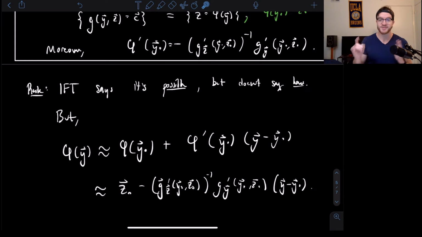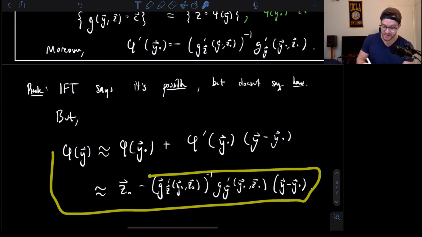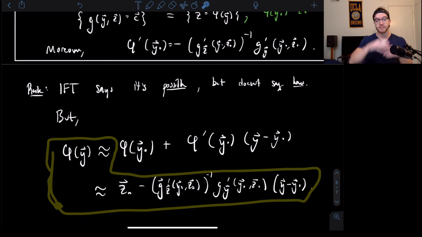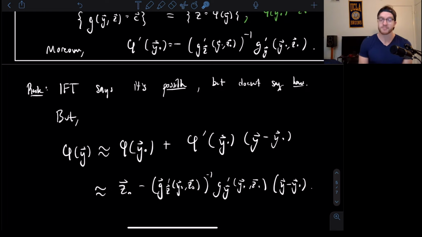Okay, so this is really cool. Like I said, this is a lot of ridiculous notation, and it's kind of hard to keep track of what we're doing. We'll do some concrete examples in a second, but what this tells us is that the implicit function theorem gives us conditions on when it is theoretically possible to solve for z in terms of y. It doesn't tell you how, but we can get a good local approximation. Here we have an expression that tells us basically the tangent to our function phi.